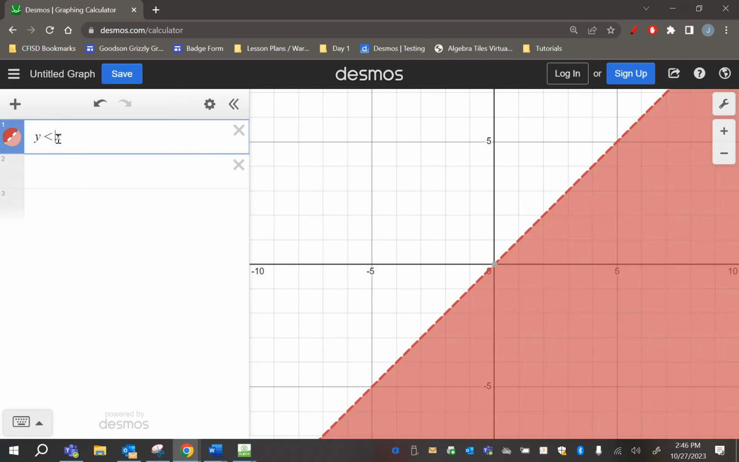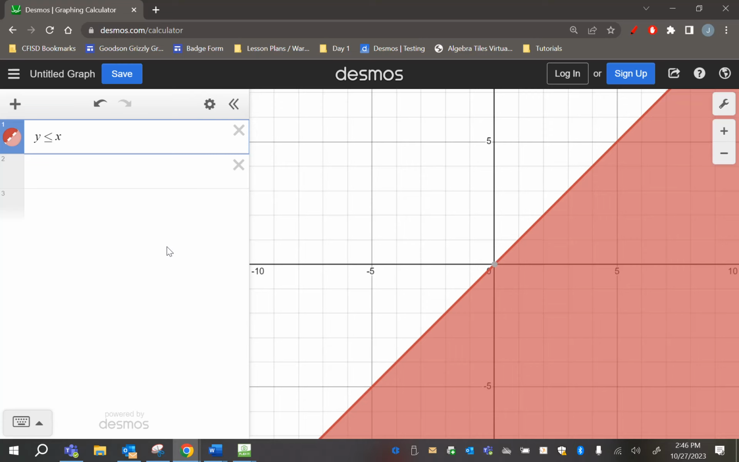So if I were to instead have y is less than or equal to x, in that case, I would have a solid line instead of a dashed line, because the solid line represents the places where it is now a solution, as opposed to the dashed line representing where it is not a solution.